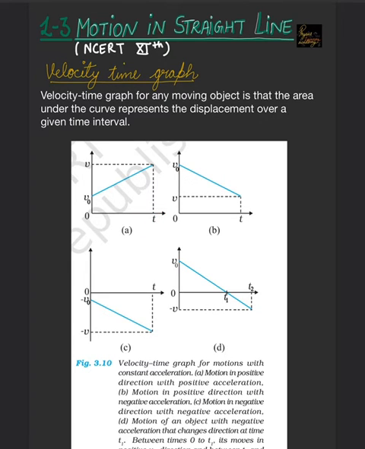The first one is motion in the positive direction with positive acceleration. In the second, motion is in the positive direction with negative acceleration. That is, here we are racing the car, and here we are putting the brakes on the car. And then the C option is motion in negative direction, with acceleration changing direction at time t1. The last one is talking about negative speed and negative acceleration.